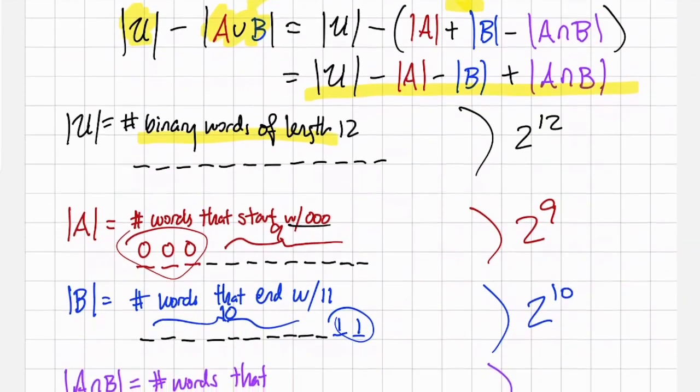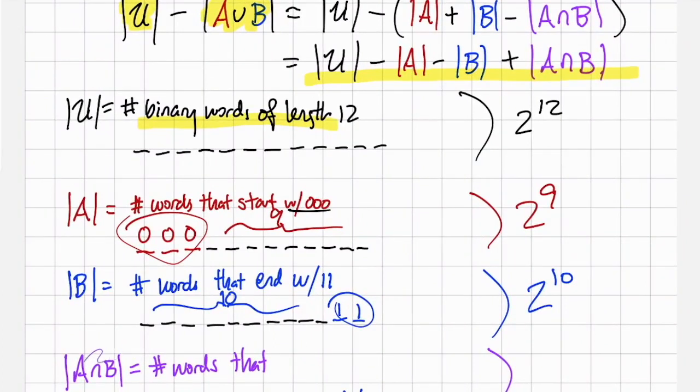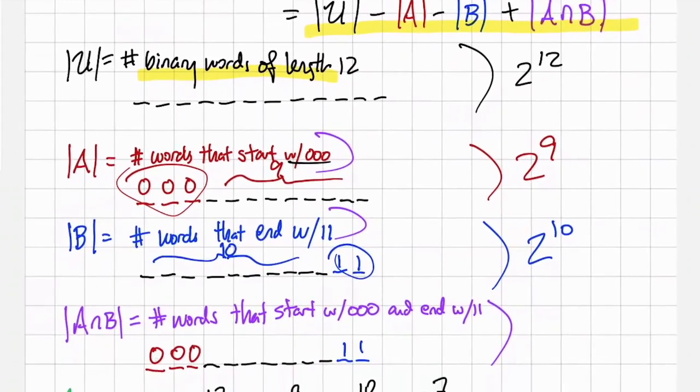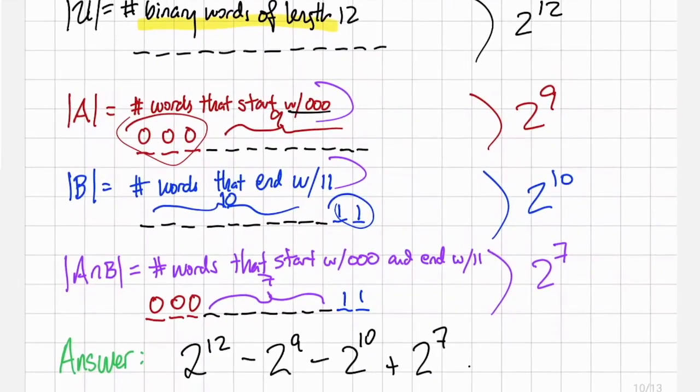And lastly, what is the intersection? The intersection is words that have the first property and the second property. That is, words that start with 000 and end with 11. So if our word looks like that, it starts with 3 zeros, it ends with 2 ones, and so there are 7 more positions that are left to be filled. The number of such words is 2 to the 7th. And so we see that the answer to our question is 2 to the 12th minus 2 to the 9th minus 2 to the 10th, and we add back in 2 to the 7th.